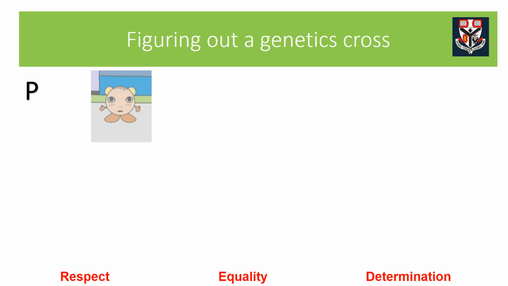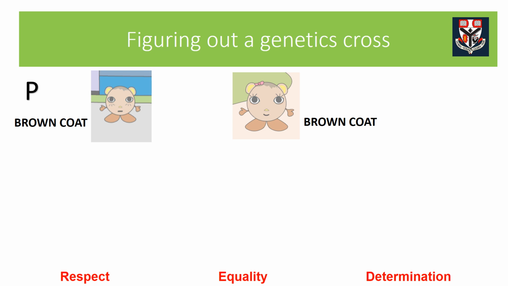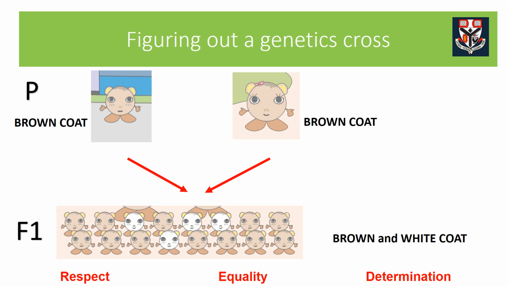If we take some time to unpick the genotype and the phenotype from these individuals. We have 2 brown-coated parents. When they reproduce, they produce individuals who have both brown and white coat. What must this tell us about the genetic information that both of the parents must contain?